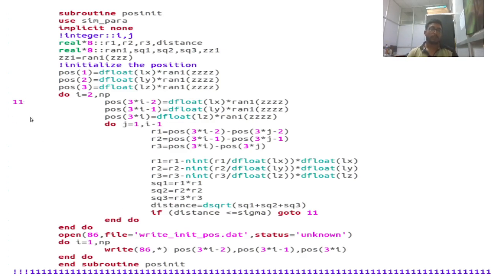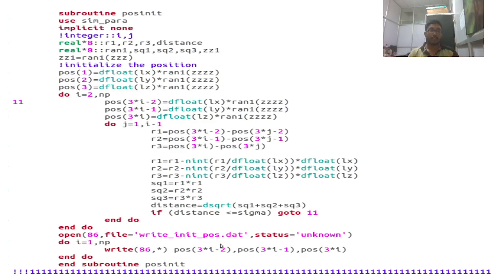So that means we are not going to consider that particular random number set, because in that case the overlapping condition is matched and we don't need that. If the overlapping condition is not there, that means the distance is greater than sigma, then we take that particular position initialization. Otherwise we skip that step in which we defined the initialization, because then the particles will overlap with each other and we don't require them to overlap.